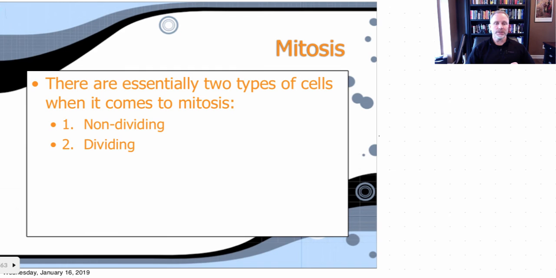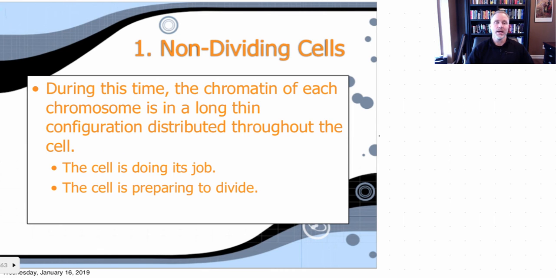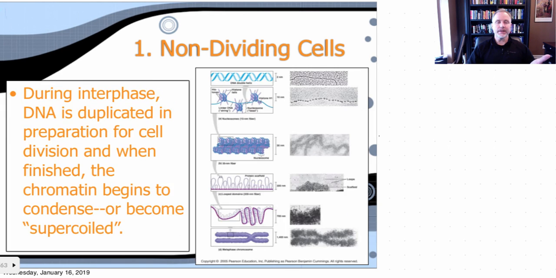Okay, so mitosis, there's two main types of cells. You either have dividing cells, those are the ones undergoing mitosis, or you have non-dividing cells. So obviously they're not going through mitosis. In the non-dividing cells, the chromatin is long, very diffuse, spread out. And in a non-dividing cell, the cell is basically in interphase. It's essentially doing its job. And if it's a dividing cell, in other words, if it's not a neuron or a muscle cell, if it's a cell like an epithelial cell that's constantly dividing, it may also be preparing for division. So there are some things that can be happening there. But typically when it's not dividing, it's doing its job.